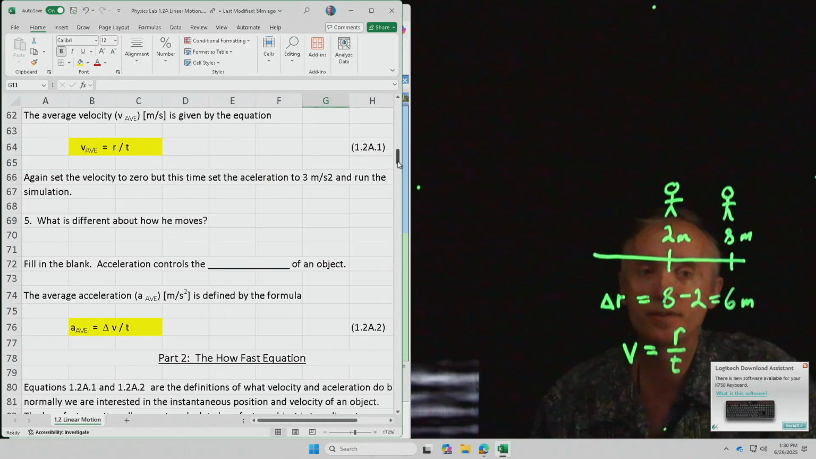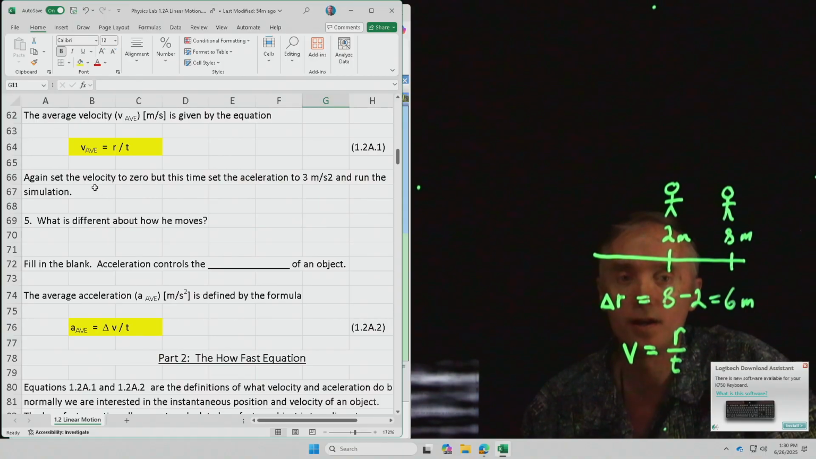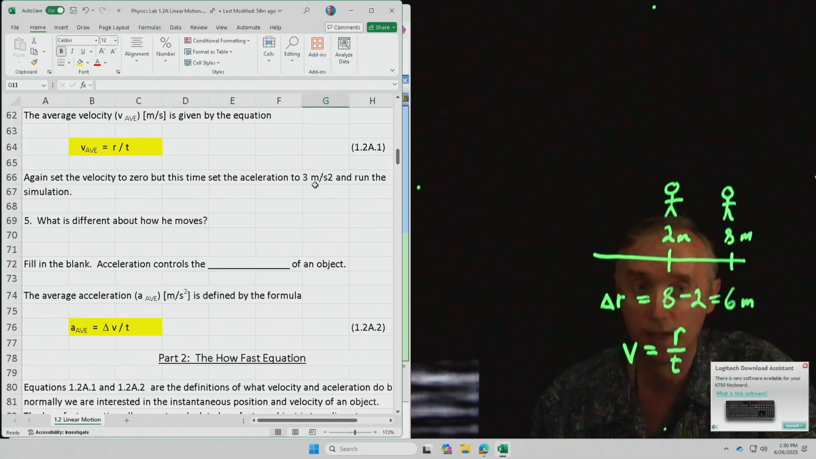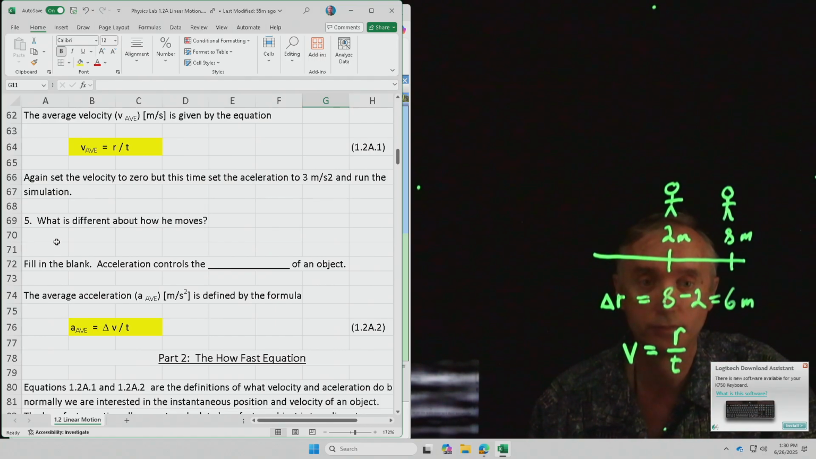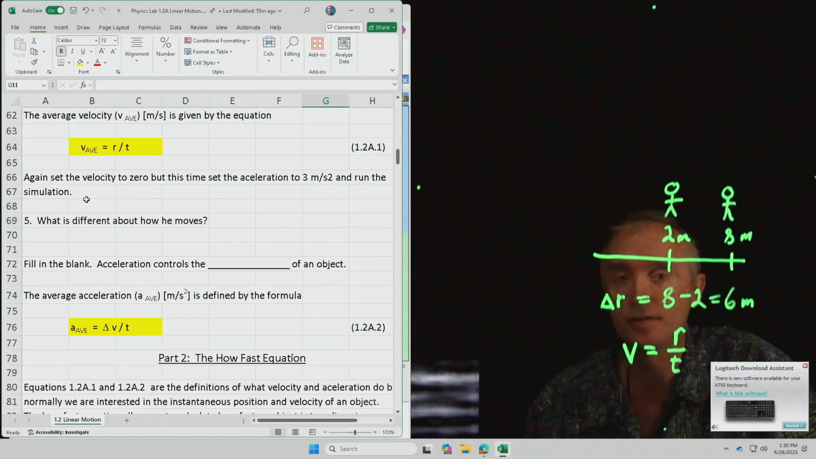And this time we're going to set the velocity to 0, but we're going to set the acceleration to 3 meters per second squared. So set the velocity to 0 and set the acceleration to 3, and then run the simulation. You should note that there's going to be a difference in the way that he is walking across the screen. How does that differ from when the velocity was constant and the acceleration was 0?